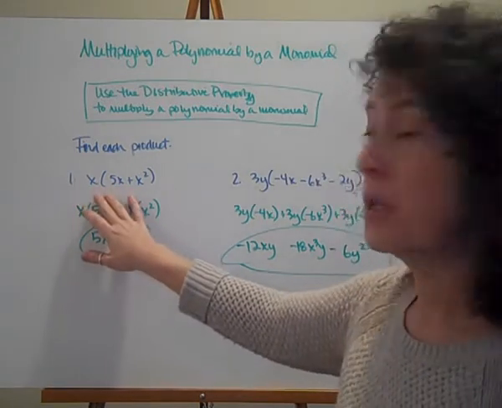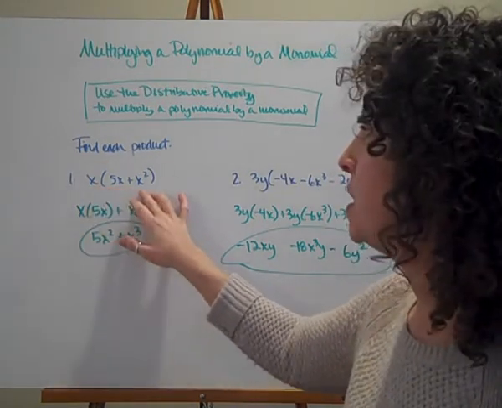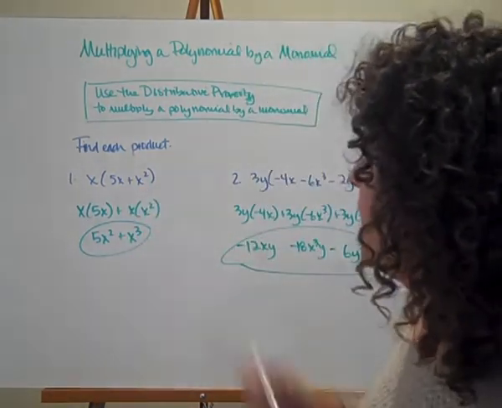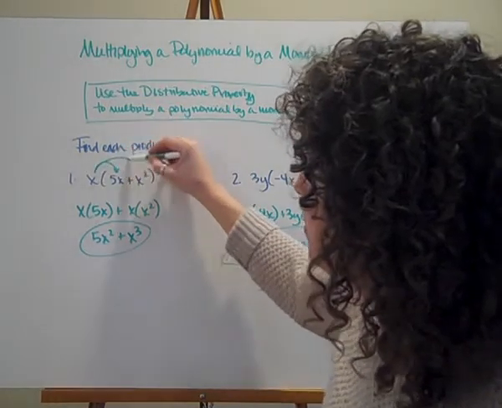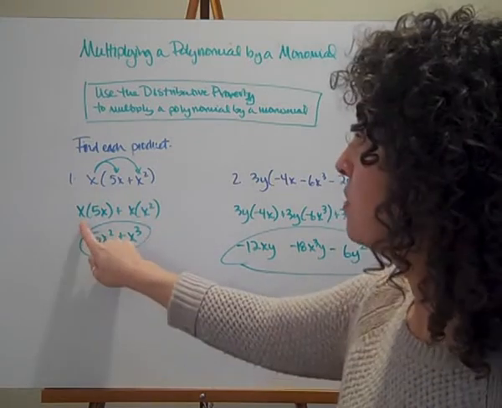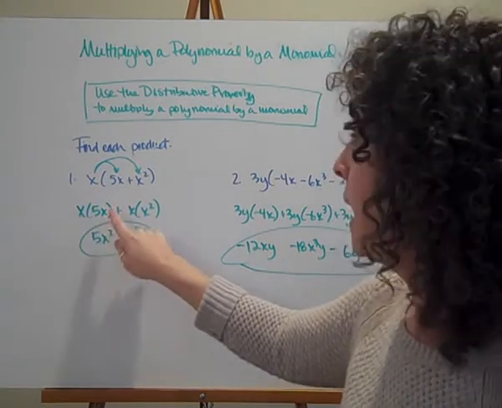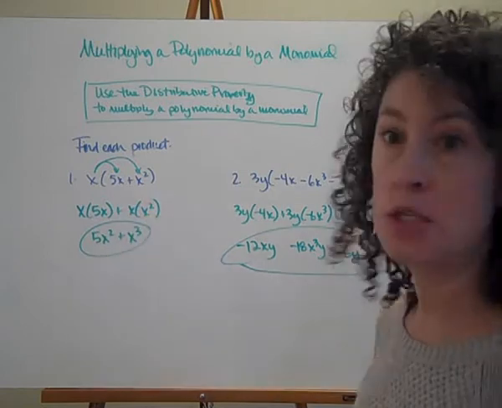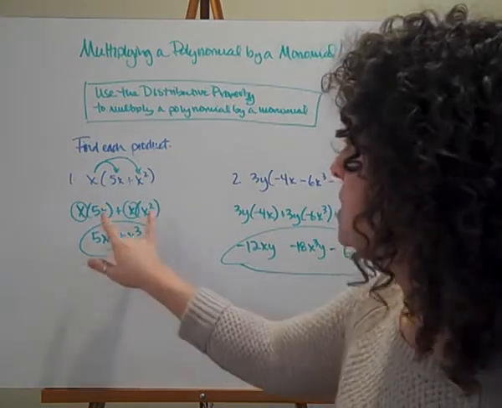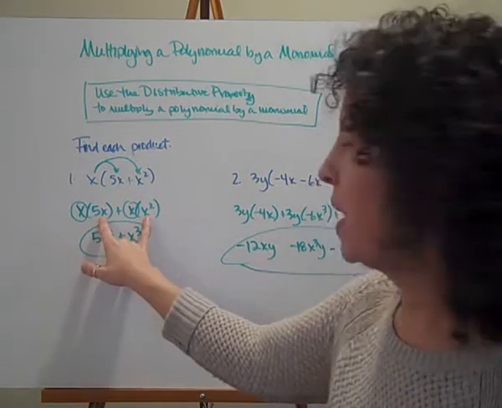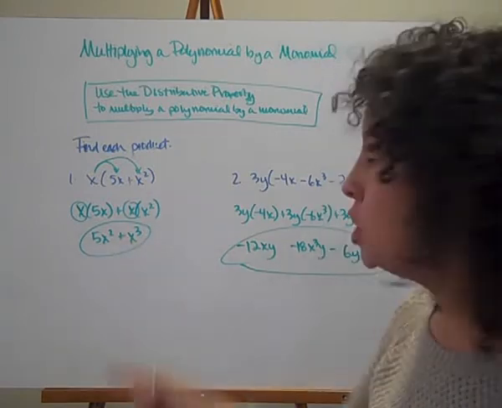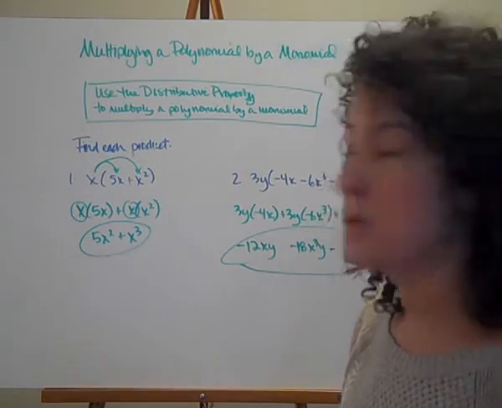Our first product that we're going to find is x times (5x plus x squared). So this is absolutely our distributive property here. I'm really just taking my x and distributing it onto everything that's inside the parentheses. So I've got my x, and I need to multiply that by 5x, and I'm going to add that to the x times the x squared. Notice I have the x in both of those times each of the terms in the binomial. x times 5x is 5x squared, and x times x squared is x cubed. So this is what we end up with as our product.